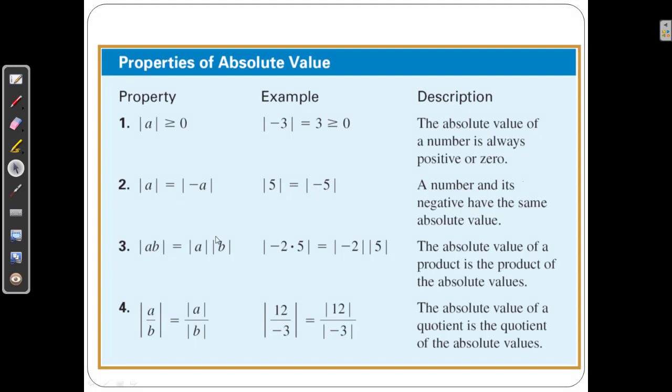Here are some properties of what to do when you have different operations inside. You can distribute it through a multiplication. You can also distribute it through a division. And I believe our last slide is up next.